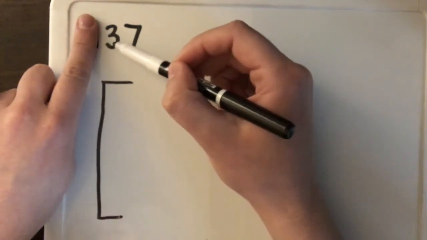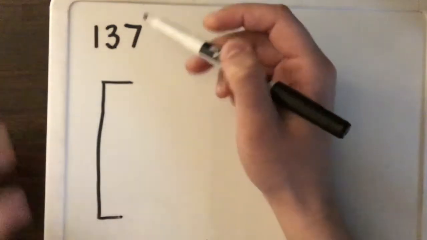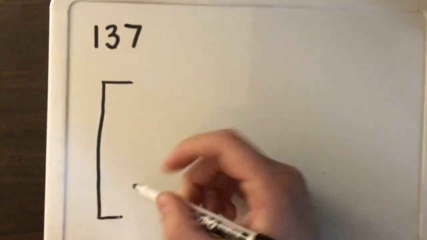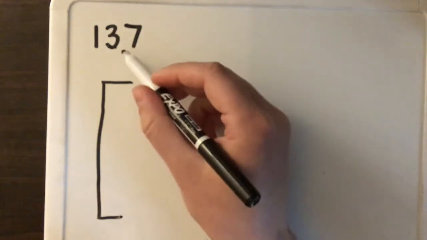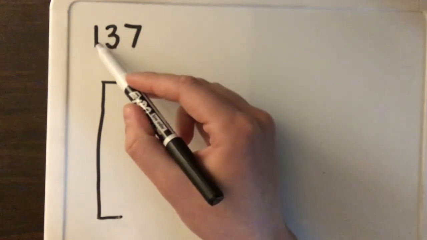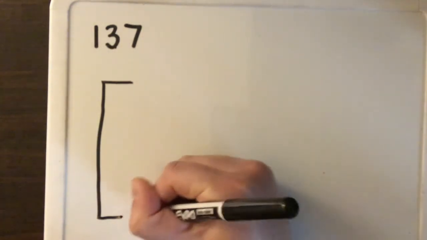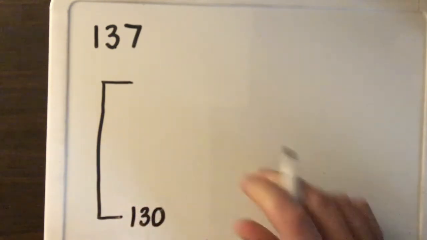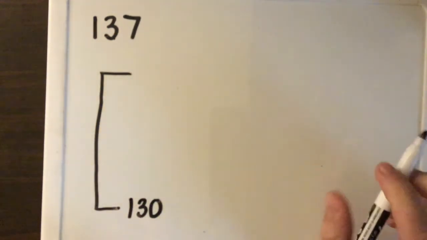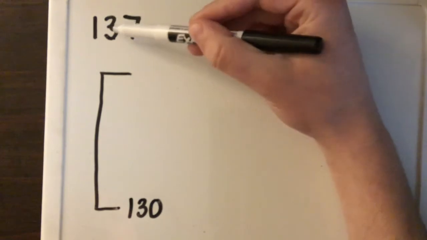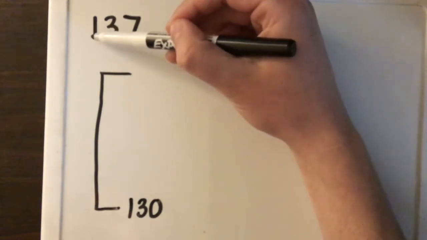I have to think about the 10 that is before 37 and after 37. So if I think about that, that would be 30. But I still want to add in my 100. So I'm going to put 130 as my 10 before 37. And then my 10 after 37 would be 40, but I have to add in that 100 still.